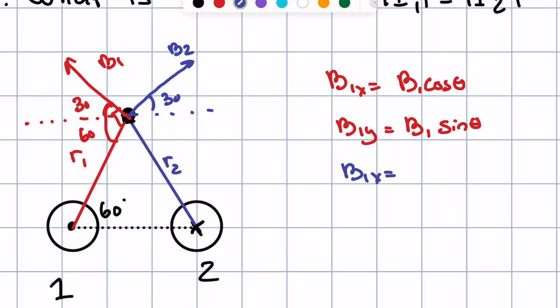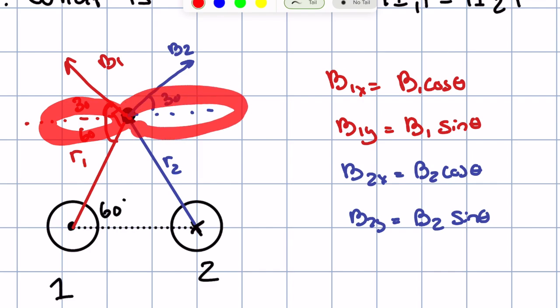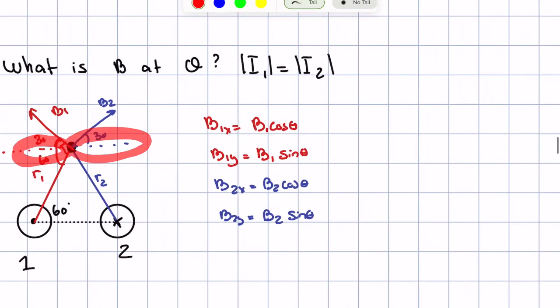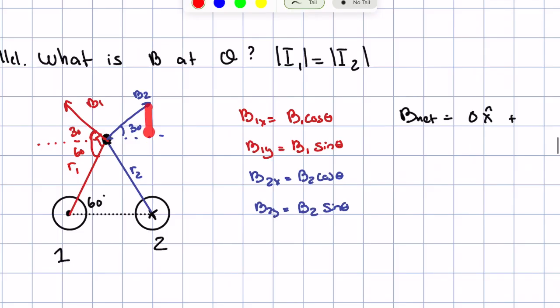B1x is equal to this, and this is B2x now. B2x is equal to B2 cos theta, and B2y is equal to B2 sine theta. Now hopefully you noticed that B1x is equal and opposite to B2x. So that means the net magnetic field in the x direction is equal to 0. And then in the y direction, they have the same magnitude. So this is equal to this. So then they add up.